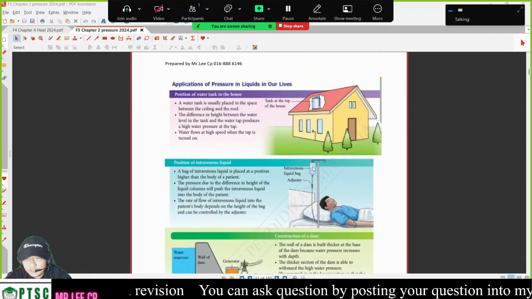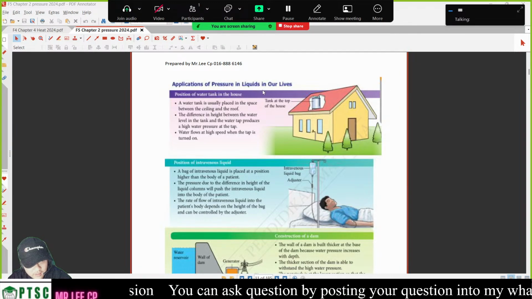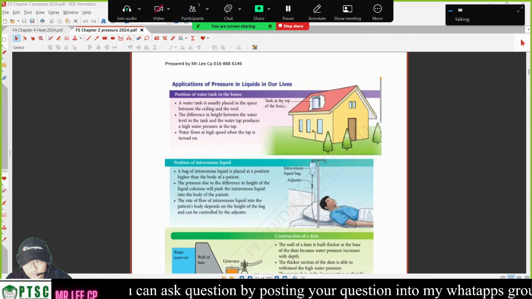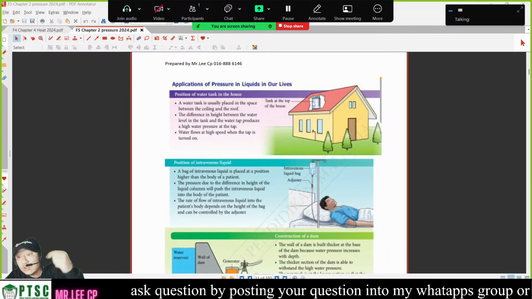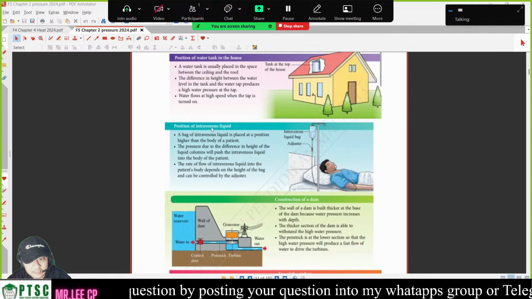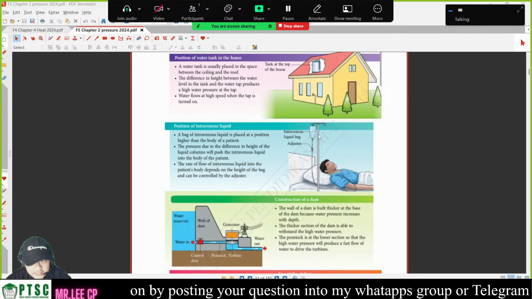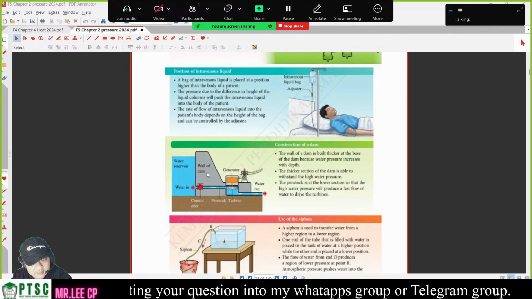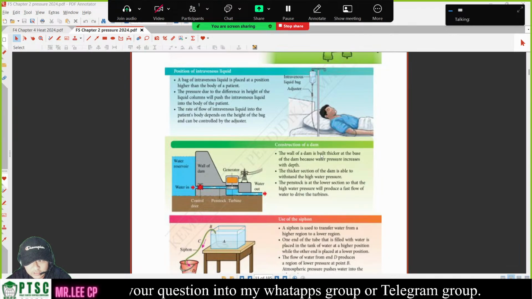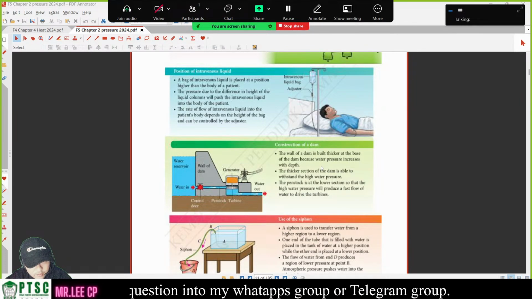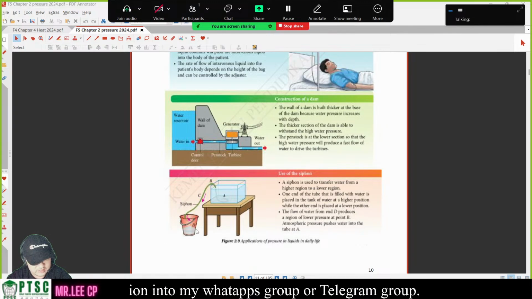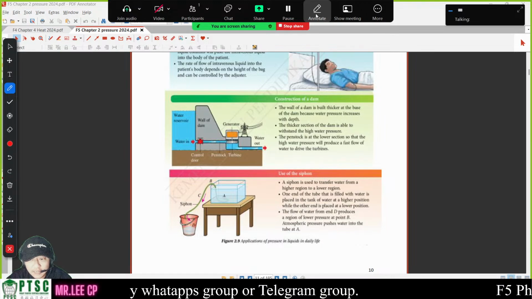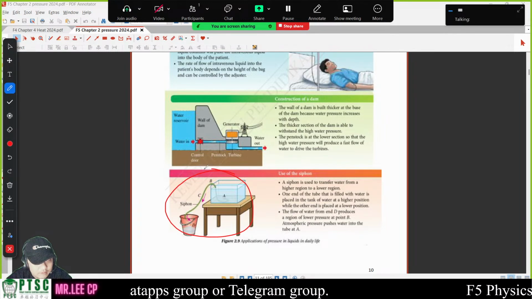Now, this is the application of liquid pressure in our daily life. For example, you can put the tank at the top of the roof, so the pressure will be increased. Position of the intravenous liquid: you put it higher, so the water will flow into the body faster. Construction of a dam is thicker at the bottom. Why? To withstand high pressure. And the use of the siphon, you need to know how to explain. This one will give you 4 marks. They surely ask you a 4-mark one in this kind of question.